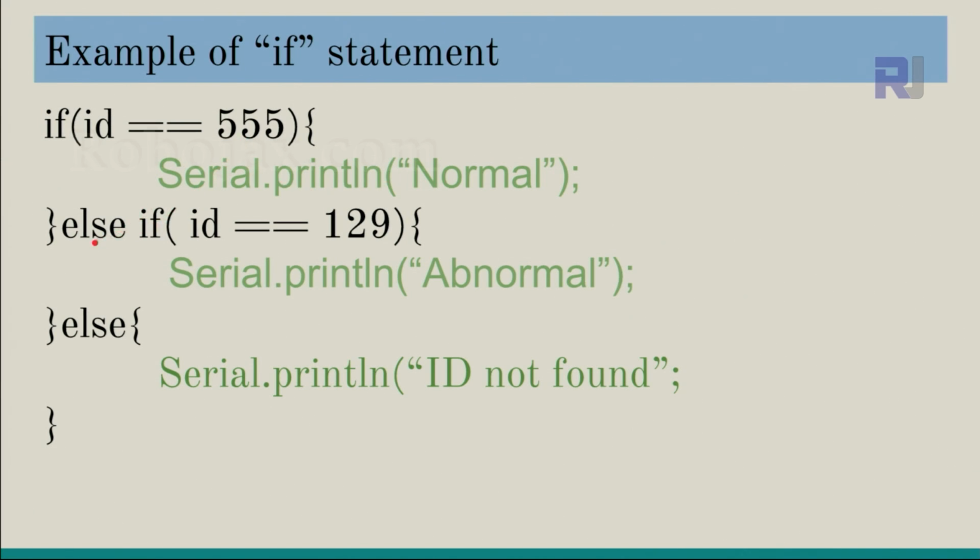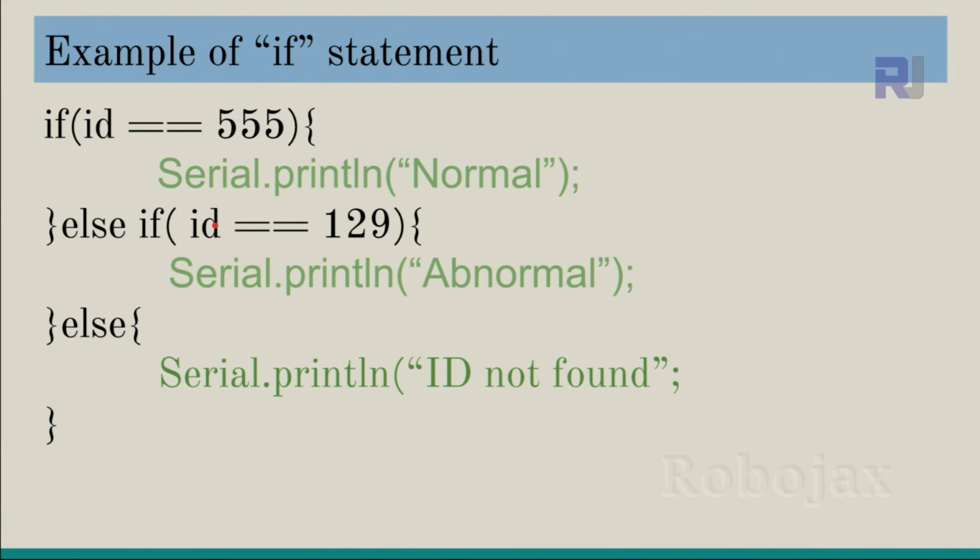Then we say else if this is not true, then we have another condition, id is equal to 129. Again we put 2 equal signs. Remember, if you put 1 equal sign, this will always be true. 1 equal sign means assignment.